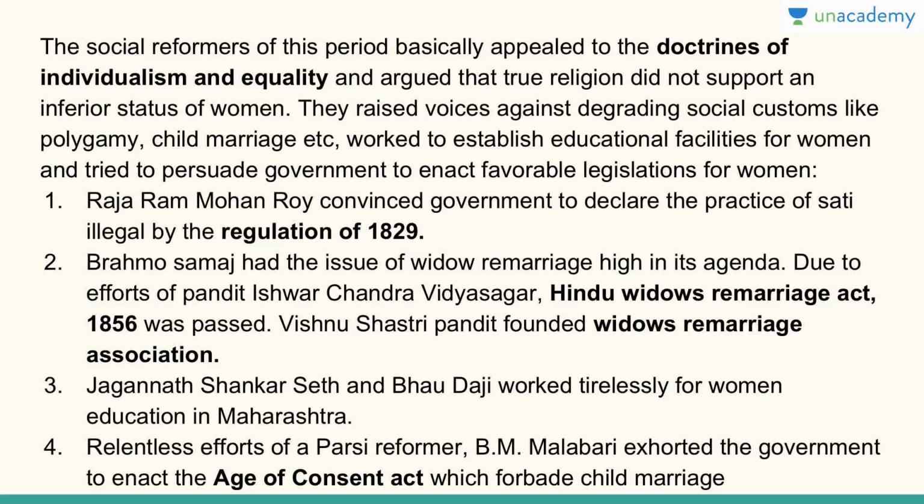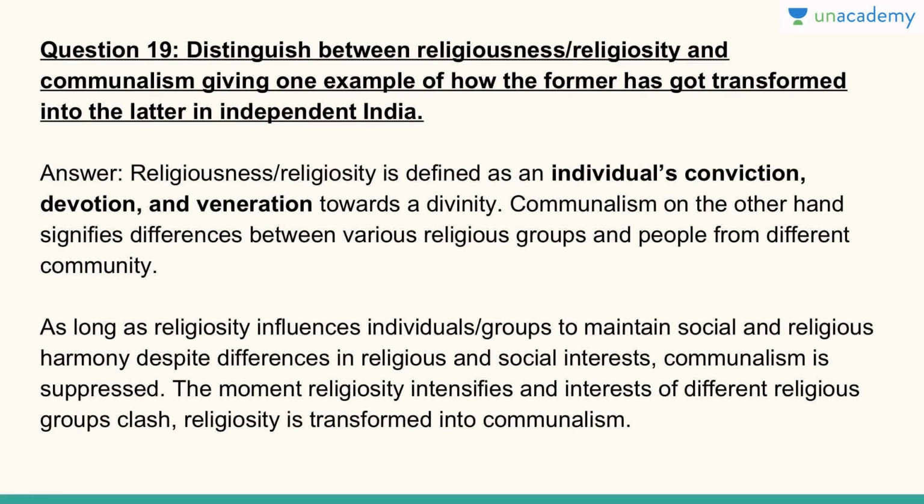So who worked on this basically? Raja Ram Mohan Roy got the practice of sati declared illegal by the government in 1829. The Brahmo Samaj raised the issue of widow remarriage, and Ishwar Chandra Vidyasagar got the Hindu Widow Remarriage Act of 1856 passed. Vishnu Shastri Pandit founded the Widows Remarriage Association. Jagannath Shankar Seth and Bhau Daji worked tirelessly for women's education in Maharashtra, and the relentless effort of a Parsi reformer, B.M. Malabari, exhorted the government to enact the Age of Consent Act, which forbade child marriage.